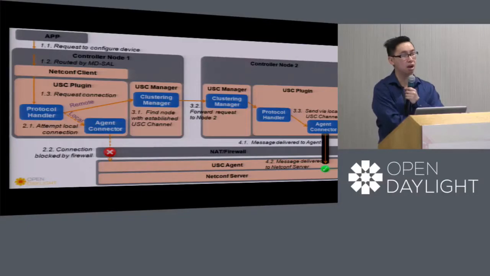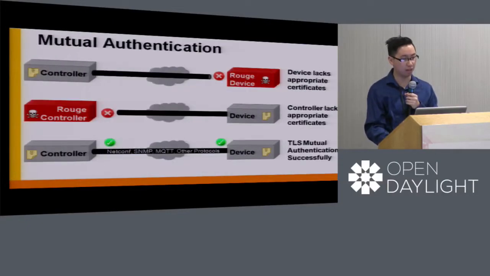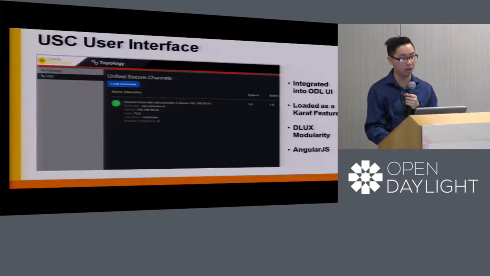So that covers the 4 major features of USC: protocol multiplexing, mutual authentication, call home, and enhanced clustering. USC also offers a user interface that you can enable when you install ODL USC channel UI. And this is completely integrated with the ODL DLUX UI, and it's loaded as a Karaf feature. And it uses DLUX modularity, which uses AngularJS as its UI framework.